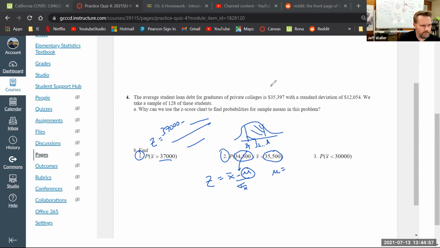So the mean is 35,397, right? That's what you should put here. But down here, am I going to use this number for the standard deviation? Is that the right number to use? No. How do I change it so I can use it for part B? You divide by the number of students. Yes, so the 128.